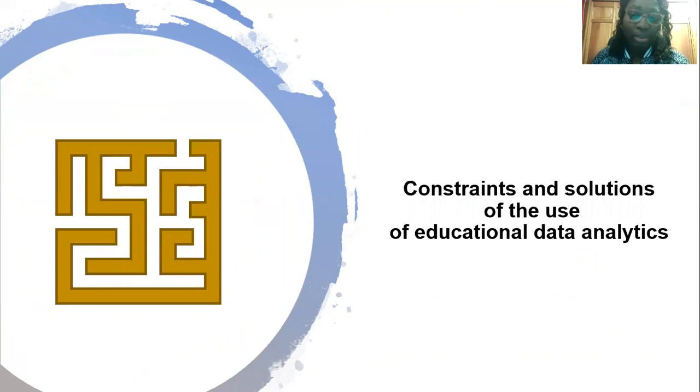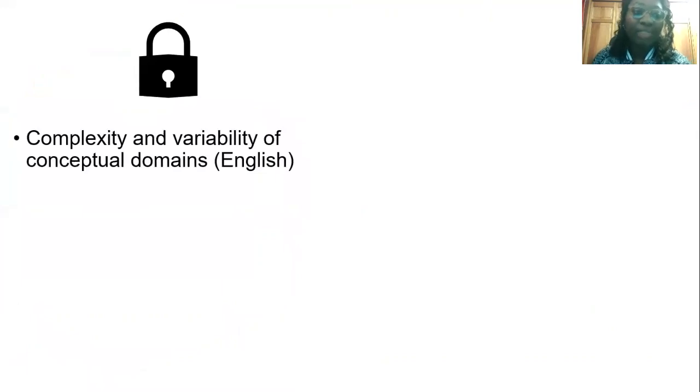Now, we are going to talk about the constraints and solutions of the use of big data analytics. So for our obstacles, first, we have the complexity and variability of conceptual domain. If you are comparing mathematics with English, for example, mathematics is conceptual but also practical. You can use both. So if you are going to ask a question to the analytics engine about something for a math class, the data that you will enter will be easier than if you are going to talk about something in English, because it's pretty much conceptual.